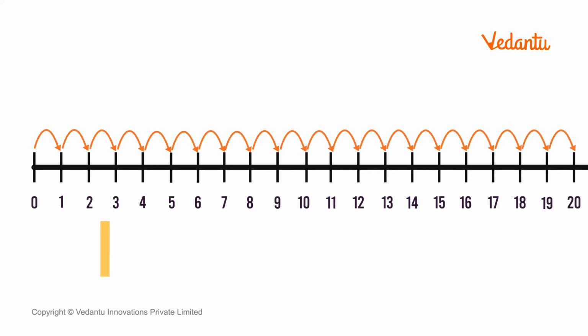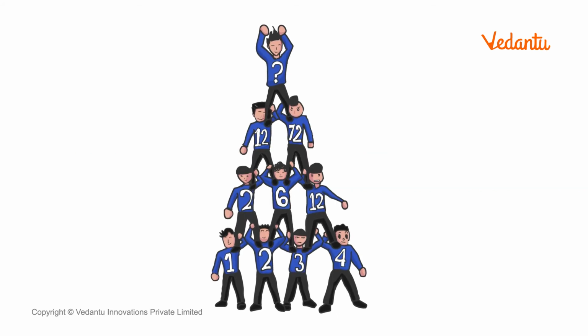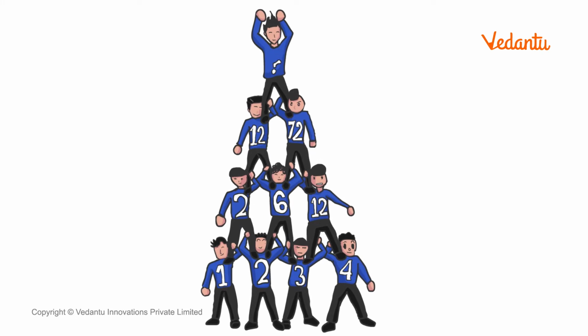Just imagine how many skips we can do on the number line. As many as we want. Infinite. Can we have an infinite parade with a lot of rows? We could try. Time for the main act of today's parade.